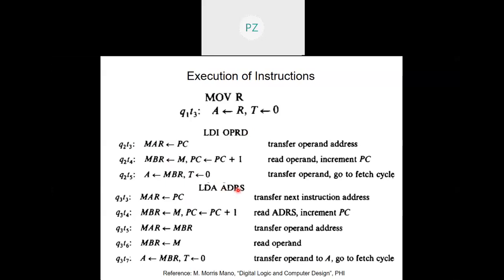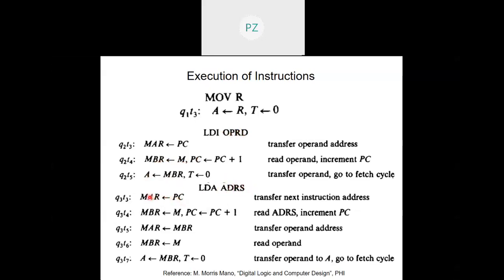Now the last one, LD address, the third instruction. PC gets loaded into MAR. Why? Because it is loading the address into MAR, and whatever is there at that location comes into MBR. So what has come into MBR? The address of the operand has come into MBR now. You know, this PC is pointing to ADRS. Over here it was pointing to OPRD, so OPRD was directly brought into MBR and into A. But over here it is pointing to the address.